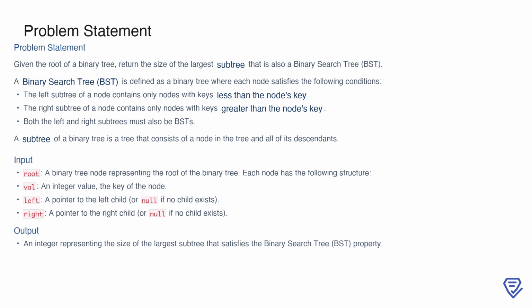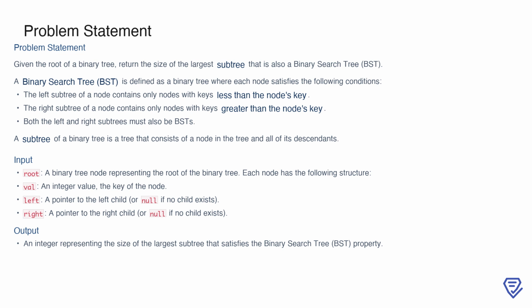In this problem, you're given the root of a binary tree, and the goal is to determine the size of the largest subtree that qualifies as a binary search tree, or BST. To clarify, a binary search tree is a special kind of binary tree where every node follows specific rules. The left subtree of any node must only contain nodes with values less than the node's value, while the right subtree must only contain nodes with values greater than the node's value.